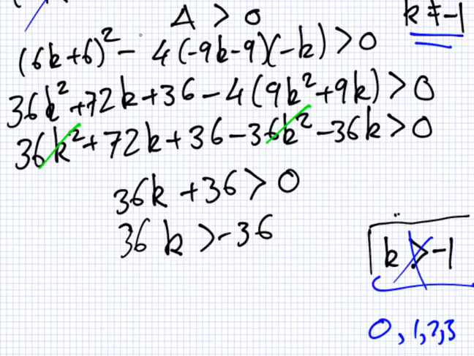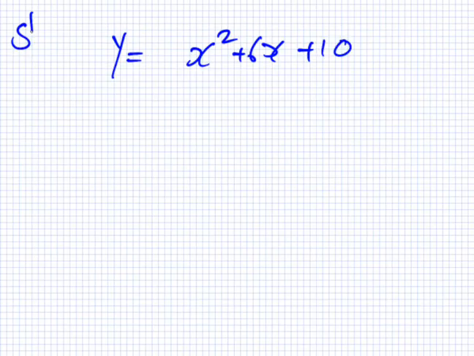72k minus 36k, so 36k plus 36 must be bigger than 0. So then that means 36k must be bigger than minus 36. So k must be bigger than minus 1. Of course, this is all you can say. k must be bigger than minus 1. You can't find the exact value of k, but this is the answer anyways.